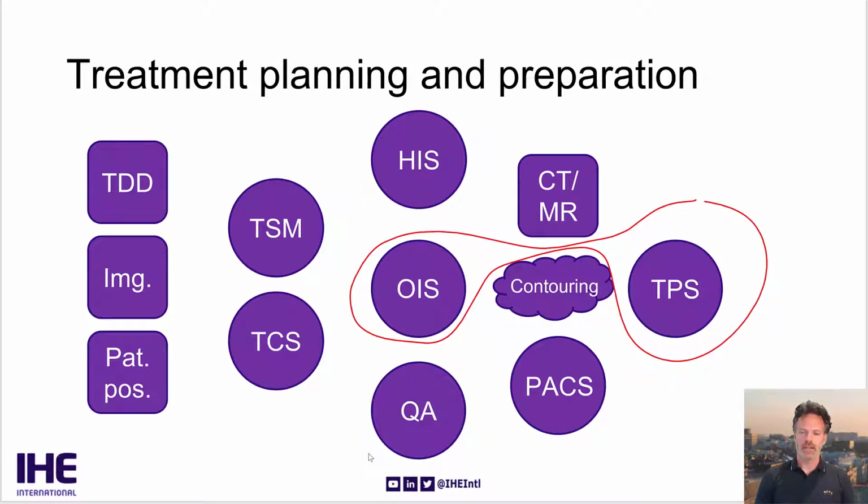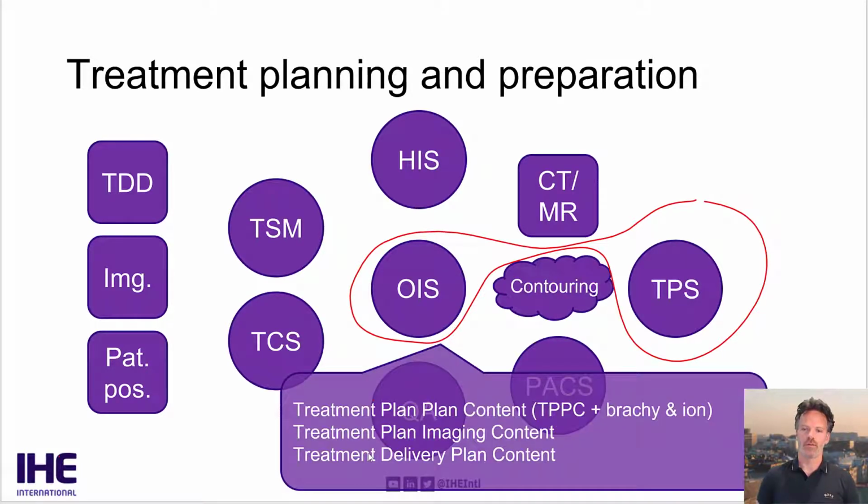Now the treatment planning and the preparation for treatment also involves a couple of profiles. There's the treatment plan content, which has one dedicated profile for photon treatments. There's another profile for brachy and another one for ion treatments. There's the treatment plan imaging content. This is that the treatment plan doesn't only define how the machine parameters should be set for delivering the radiation, but also what imaging should be performed as part of the treatment and as part of the image guidance.